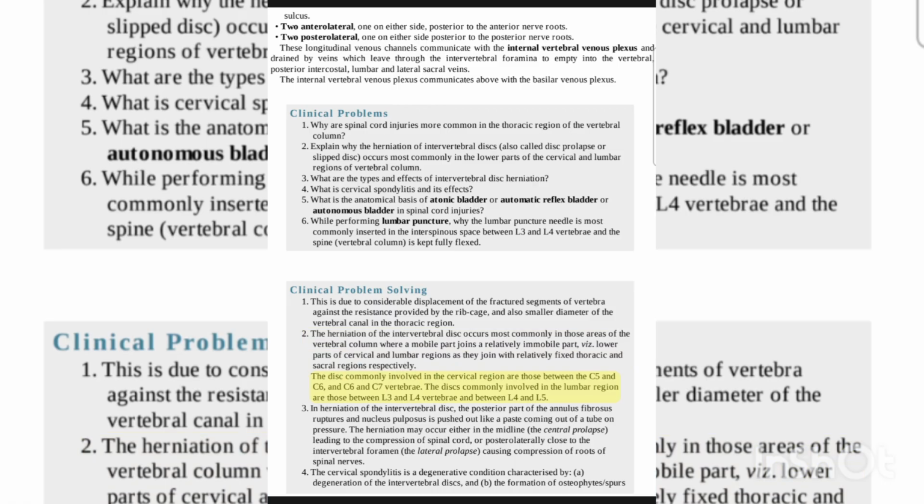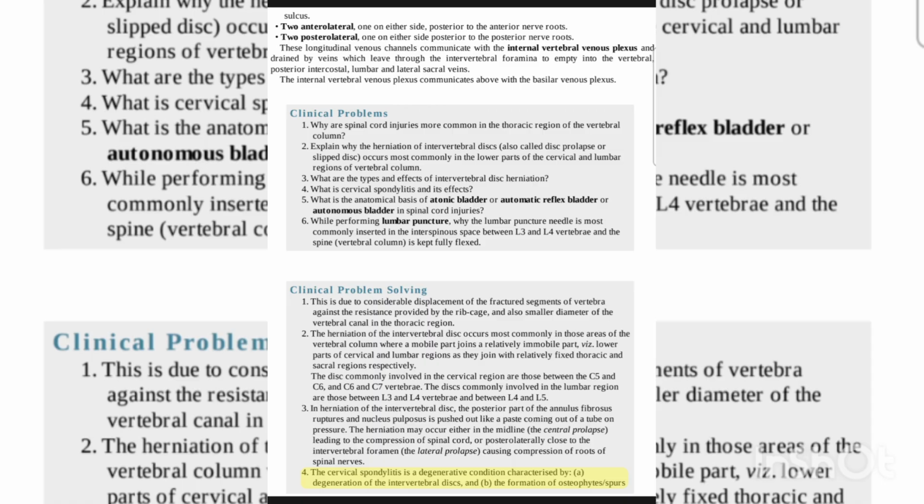The discs commonly involved in the cervical region are those between the C5 and C6, and C6 and C7 vertebrae. The discs commonly involved in the lumbar region are those between L3 and L4 vertebrae and between L4 and L5. 3. In herniation of the intervertebral disc, the posterior part of the annulus fibrosus ruptures and nucleus pulposus is pushed out like a paste coming out of a tube on pressure. The herniation may occur either in the midline, the central prolapse, leading to the compression of spinal cord, or posterolaterally close to the intervertebral foramen, the lateral prolapse, causing compression of roots of spinal nerves.